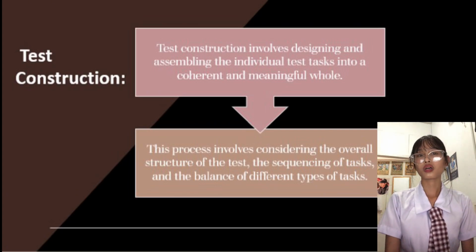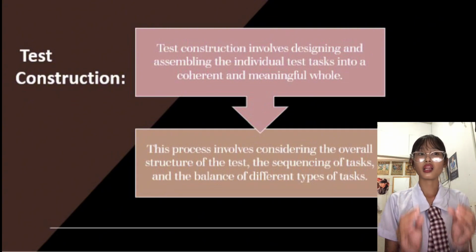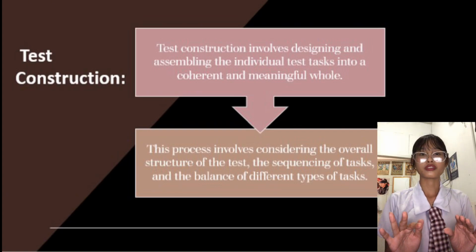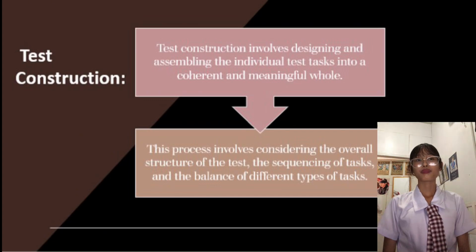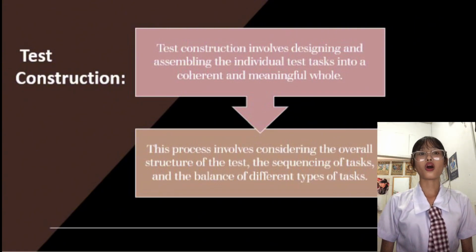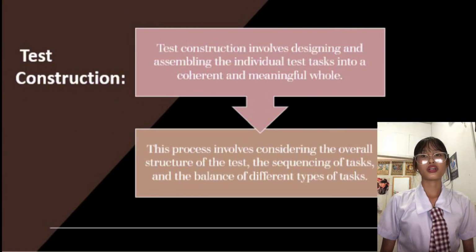For instance, once you have designed individual tasks, you need to put them together in a logical order, ensuring that the test flows smoothly and covers all the necessary skills. This process involves considering the overall structure of the test, the sequencing of tasks, and the balance of different types of tasks. So this means that you need to think carefully about the overall design of the test, the order in which the tasks will be presented, and the types of tasks that you include.